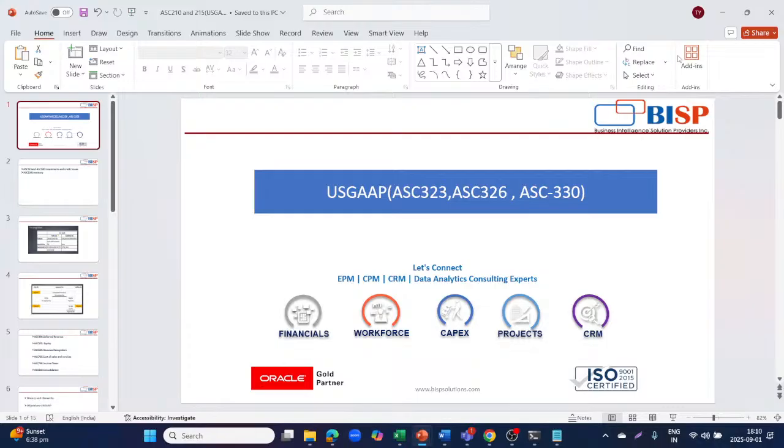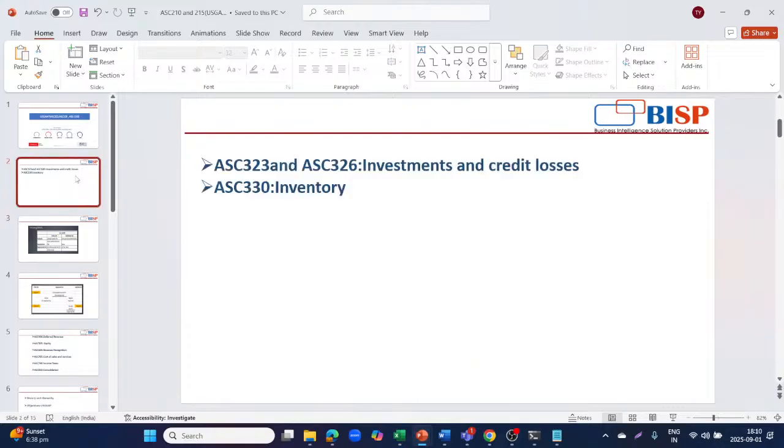So our topic today is Accounting Standard Codification 323, 326 and 330. Accounting Standard Codification 323 and 326 are about investments and credit losses, and Accounting Standard Codification 330 is for inventory. So let's get started with Accounting Standard Codification 323.